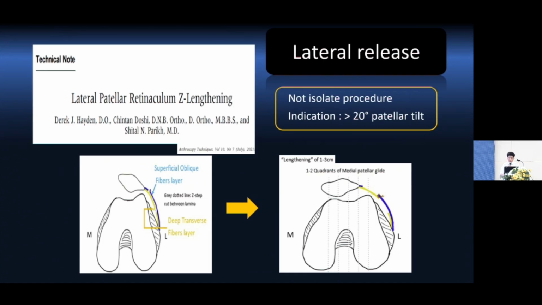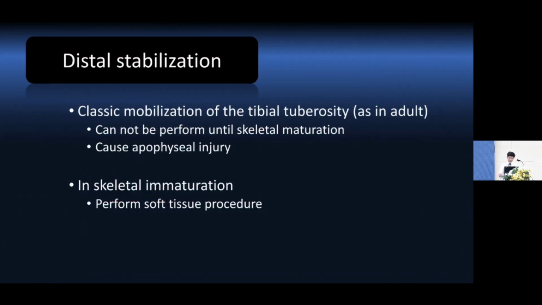About the lateral patellar retinacular release, that is not an isolated procedure. The indication for it is a patellar tilt more than 20 degrees. The procedure can be performed by lengthening both the superficial and deep fiber layers. After lengthening between 1 to 3 cm, the layers are sutured together.